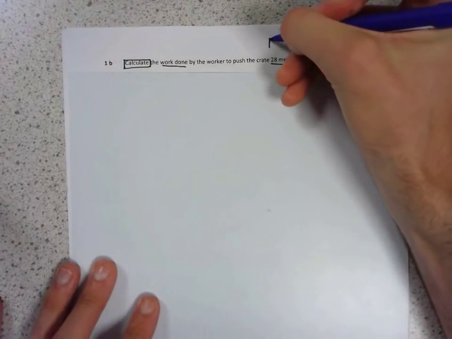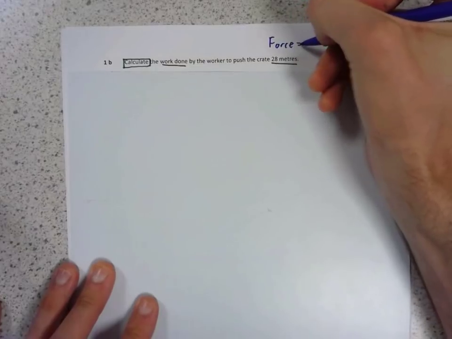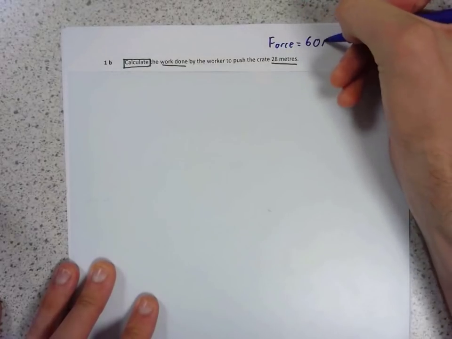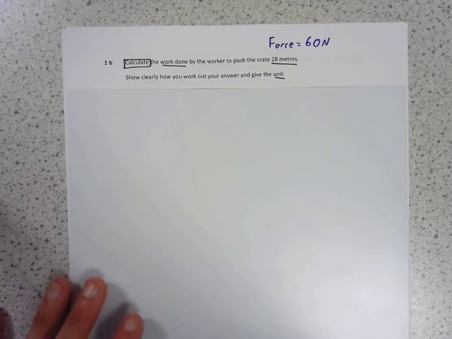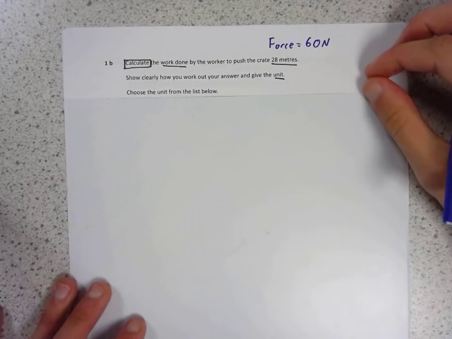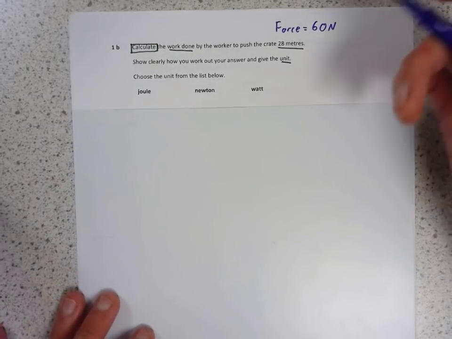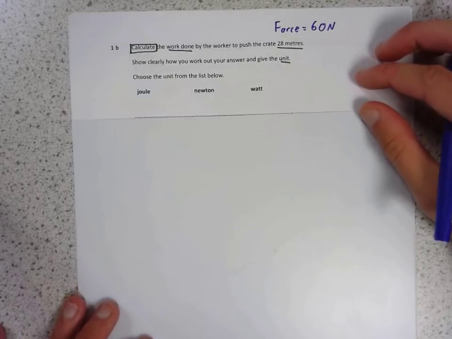Okay, let's go to our next question. Calculate the work done by the worker to push the crate 28 meters. Now remember, the crate was being pushed with a force of 60 newtons. Show clearly how you work out your answer and give the unit. Choose the unit from the list below, and they've given us joule, newton and watt.